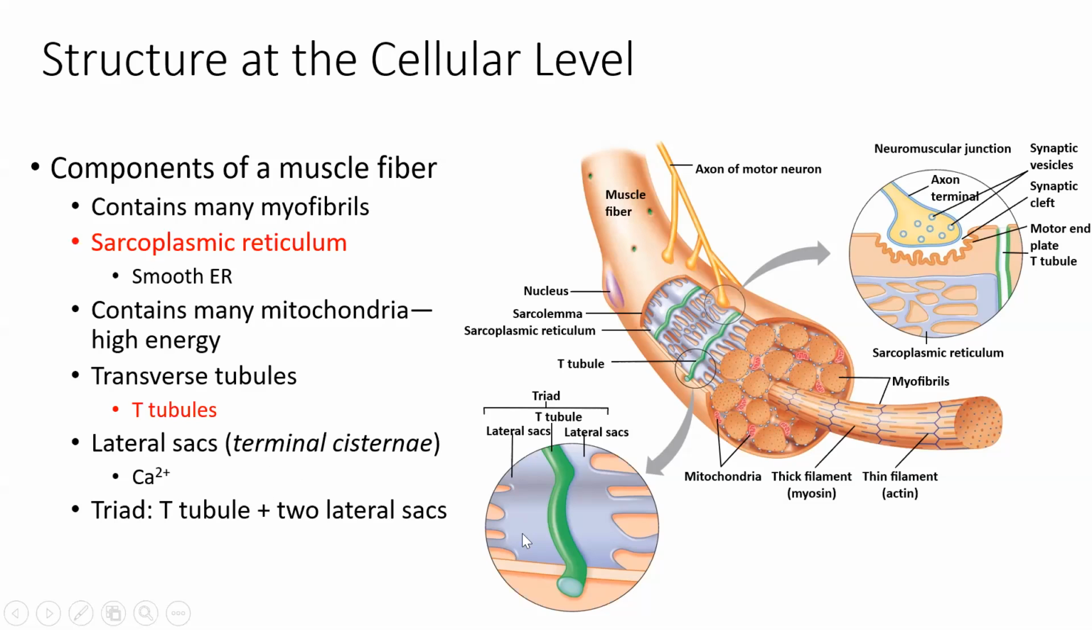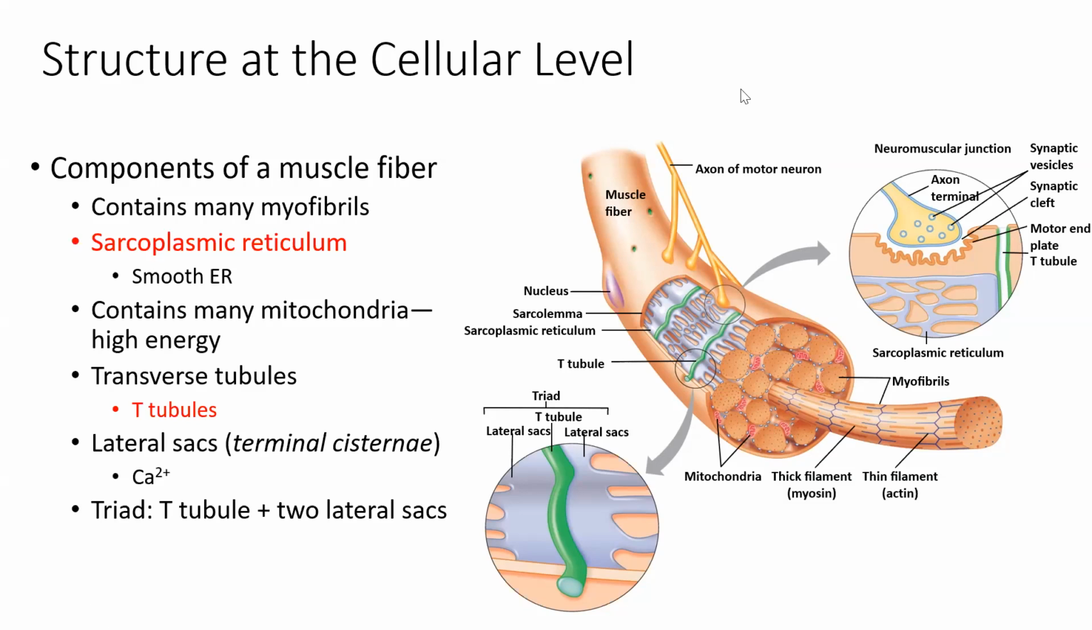And then the lateral sacs I mentioned a little bit earlier are the terminal cisternae. This is how the calcium gets from its storage area and comes in contact with the T-tubule. And that is a really important connection which happens here at the triad. Again, very important for bringing about muscle contraction.